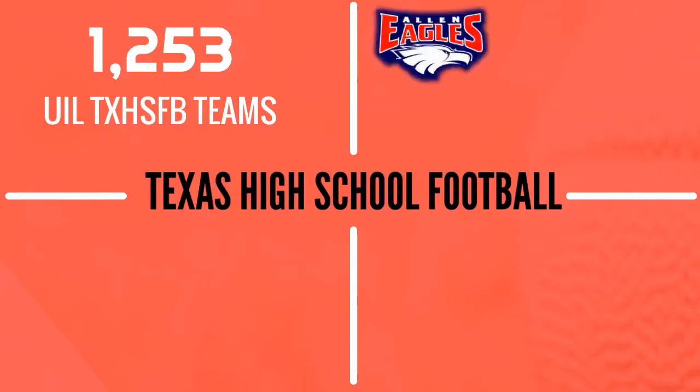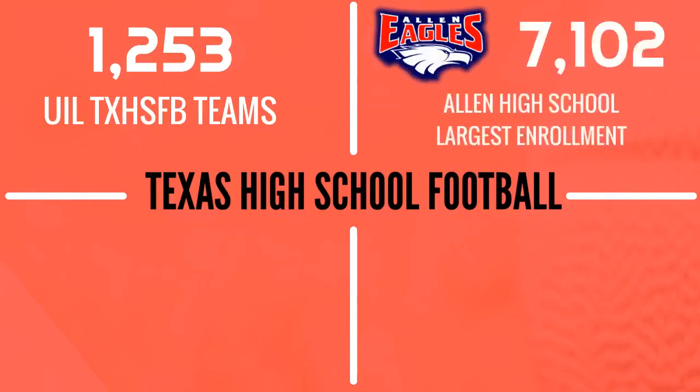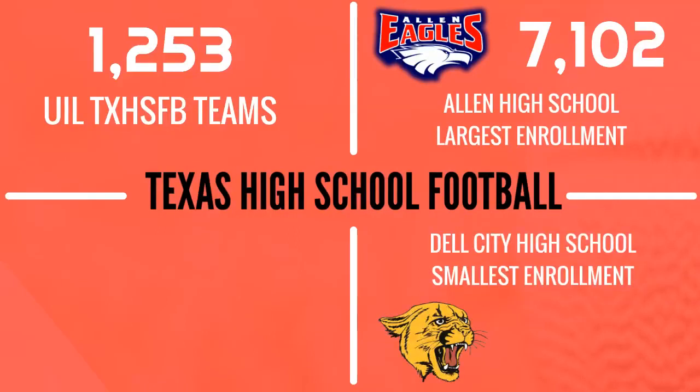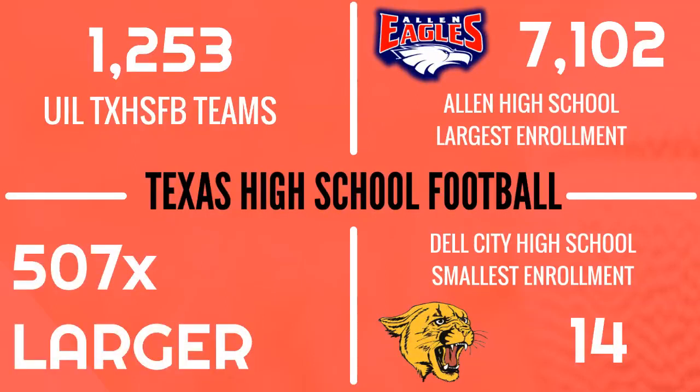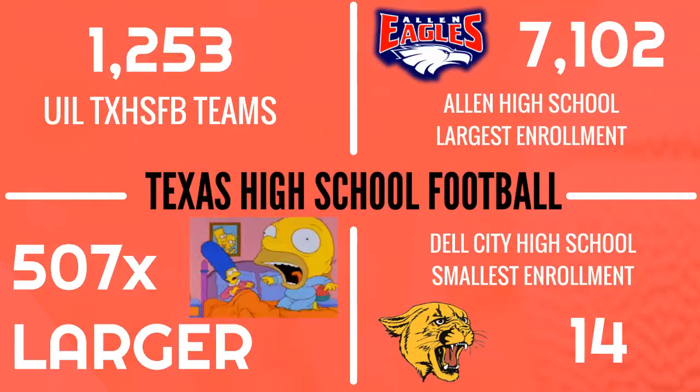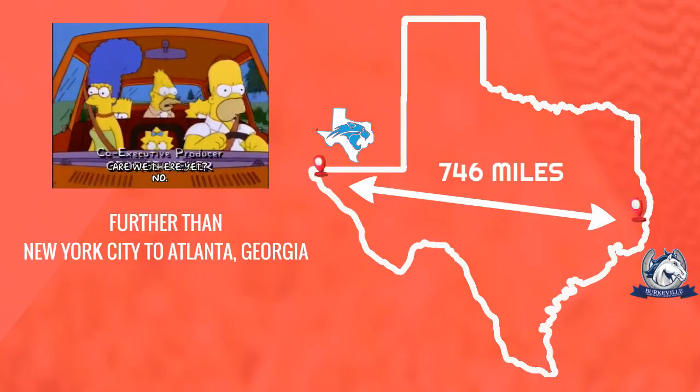The largest school in Texas is Allen, with 7,102 students. The smallest school in Texas with a football team is Del City, with 14 students. In other words, the largest school is 507 times bigger than the smallest school. These schools are also spread out. The distance between the westernmost school, Anthony, and the easternmost school, Burkeville, is 764 miles. That's farther than the distance between New York City and Atlanta, Georgia.